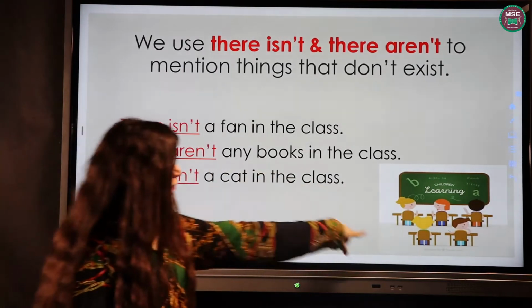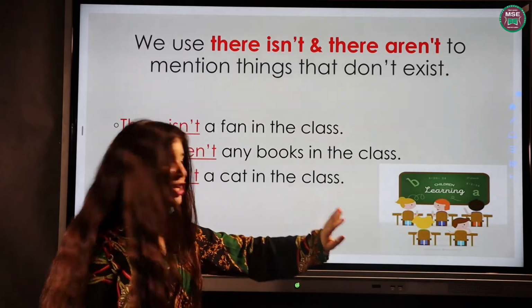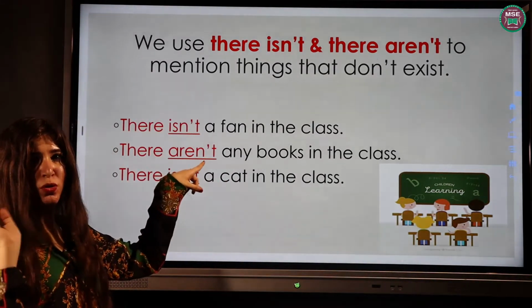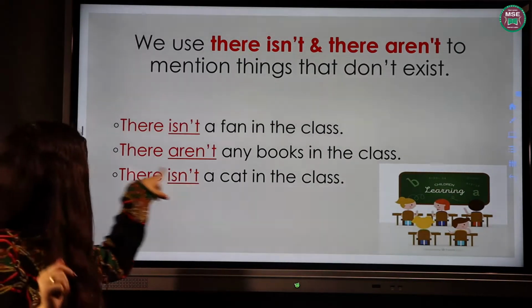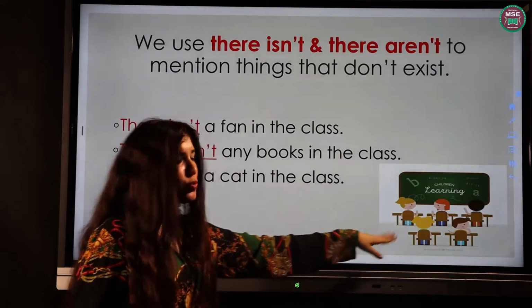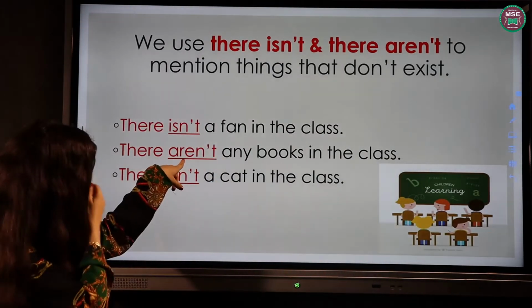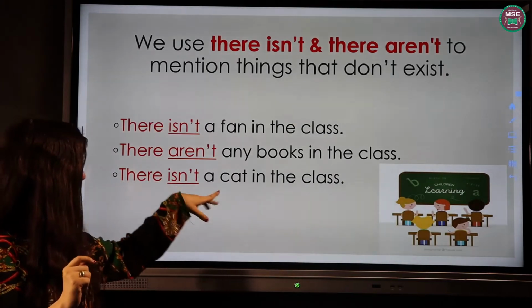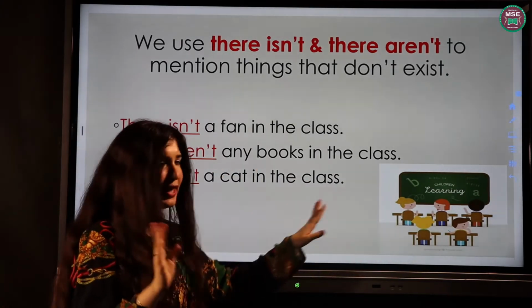There isn't a fan in the class. There isn't a fan, one fan. So we put is, and after is we put not. Okay. There aren't any books in the class. Can you see any books? No. So I write aren't any books, many books. There isn't a cat in the class.